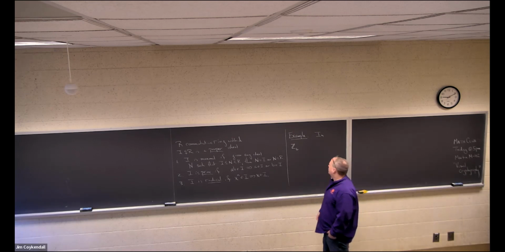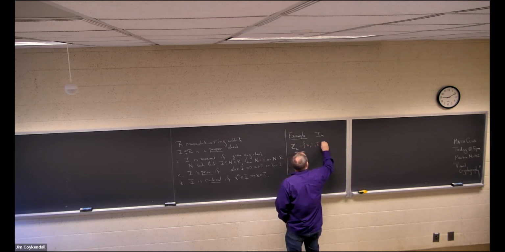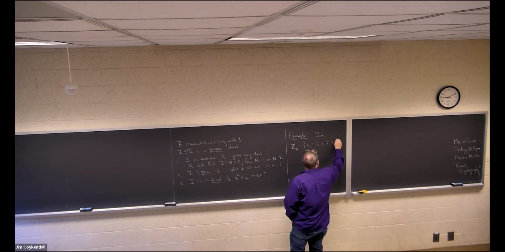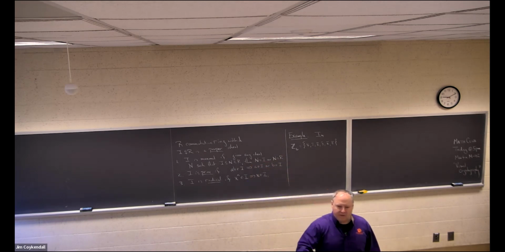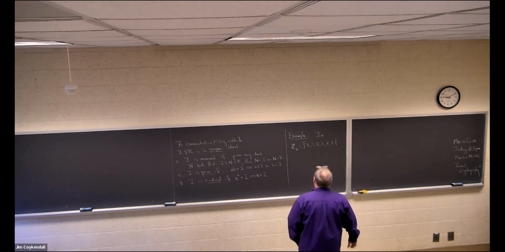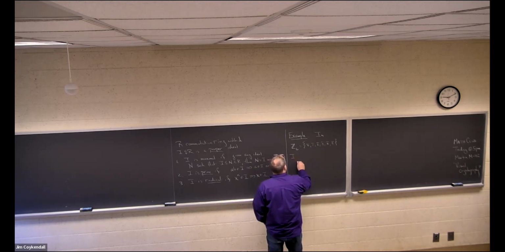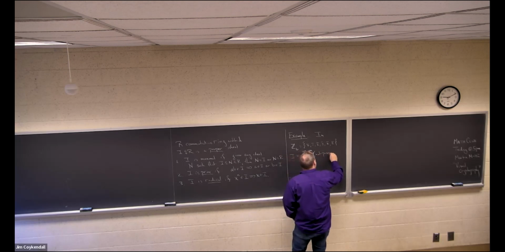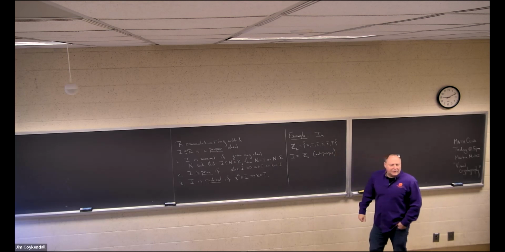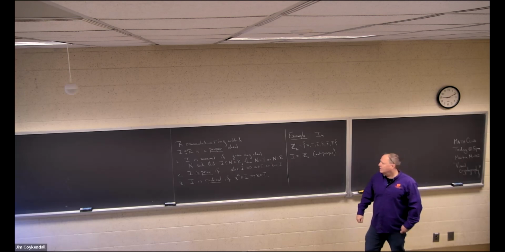Let's do Z6 first. The ideals are subgroups that suck everything in, right? So I'm going to go to the trouble of listing them all here. There's the ideal that consists of the whole ring, and I'm going to throw that one out. That one's not proper.